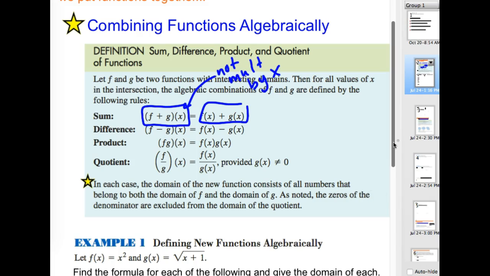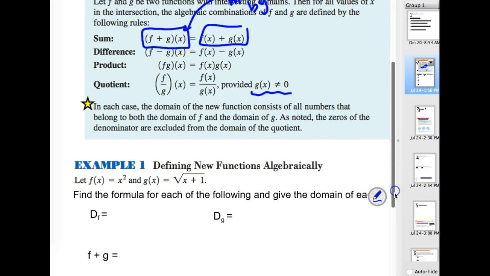All right, so we have adding, subtracting, multiplying, and dividing. Notice with division, we do have to be careful that our denominator is not 0. In terms of identifying the domains, it says in each case the domain of the new function consists of all numbers that belong to both the domain of f and the domain of g. In other words, it has to be common to both functions. As noted, the zeros of the denominator are excluded from the domain of the quotient. We just talked about that here.